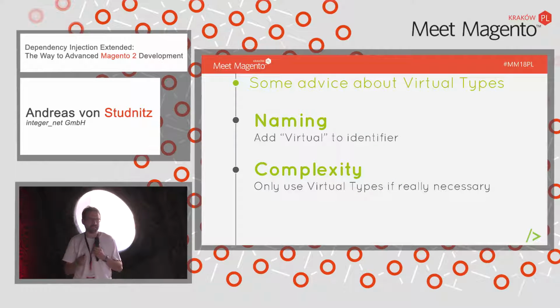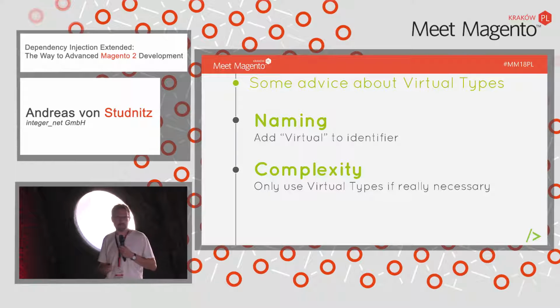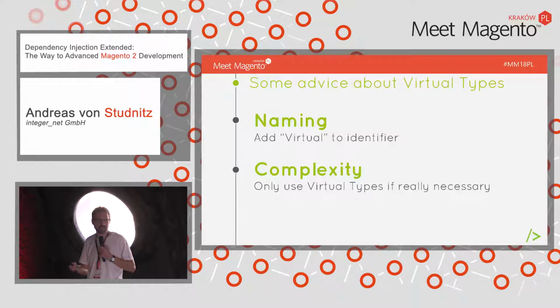And this is why I strongly advise to add the virtual keyword to the virtual type name. Either at the end, which I like, or at the beginning, or somewhere in the middle, doesn't matter. But I'd like to see it in every declaration of virtual types. And I would have liked that Magento did it themselves, but unfortunately it's not the case. So we have to know that possibility and look it up in the DI.XML.